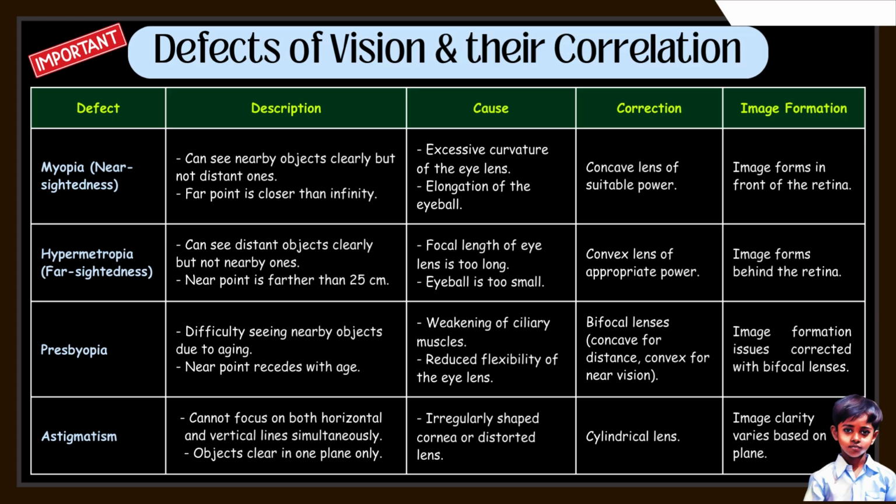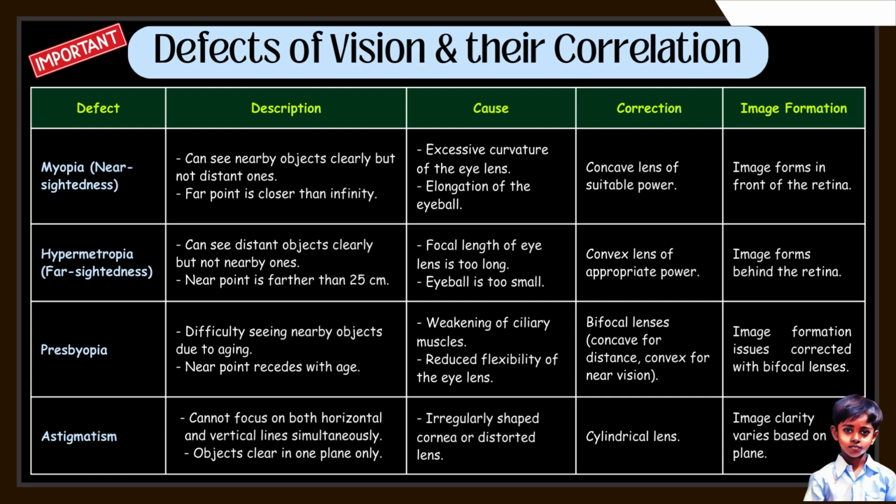Now let's take a detailed look at some of the most common defects of vision, and how they are caused, corrected, and how they affect the way we see. The first defect is called myopia, or nearsightedness. In this condition, a person can see nearby objects clearly but not distant ones. The far point is closer than it should be.